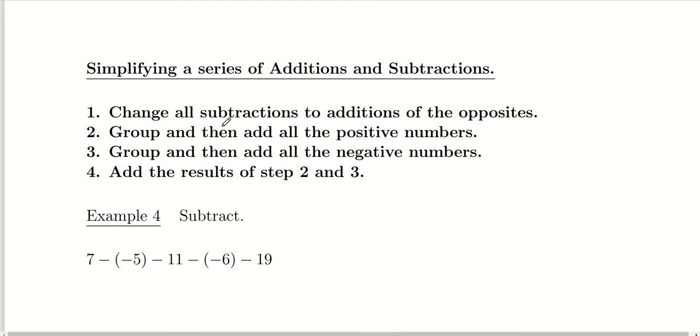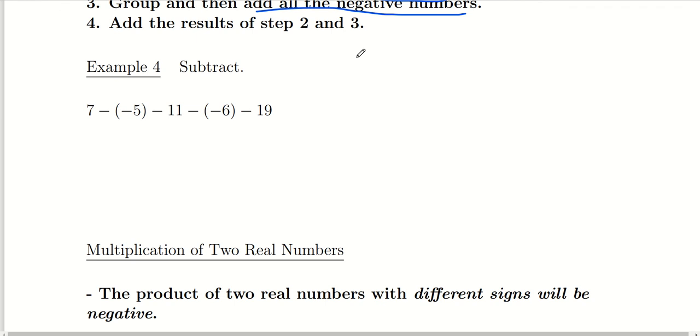The next thing we're going to do is kind of a longer type problem. We're going to simplify a series of additions and subtractions by changing all of these subtractions into additions. The easiest way, instead of necessarily having to do left to right, is you can then group them and add all of your positive numbers together, add all of the negative numbers together, and then add those final two, positive and negative. Okay. So let's take a look at example 4.